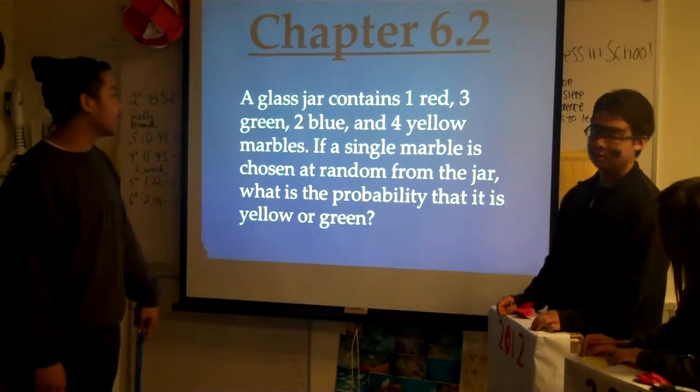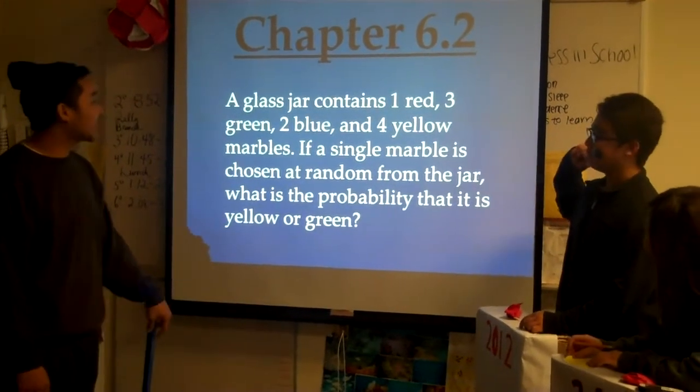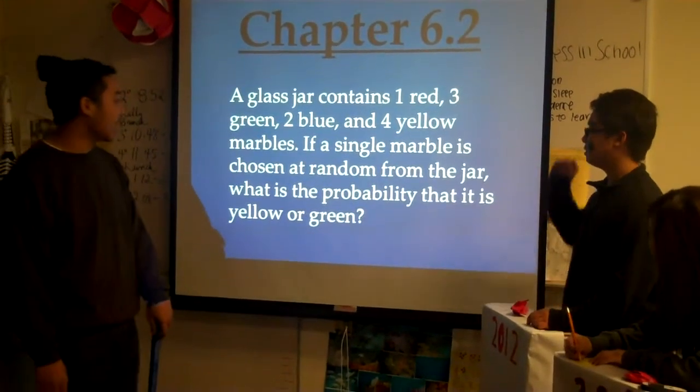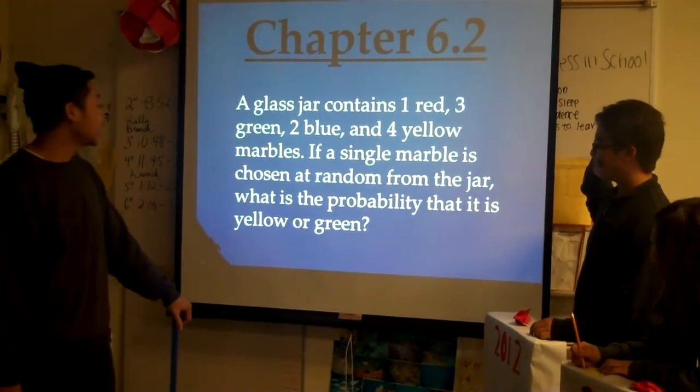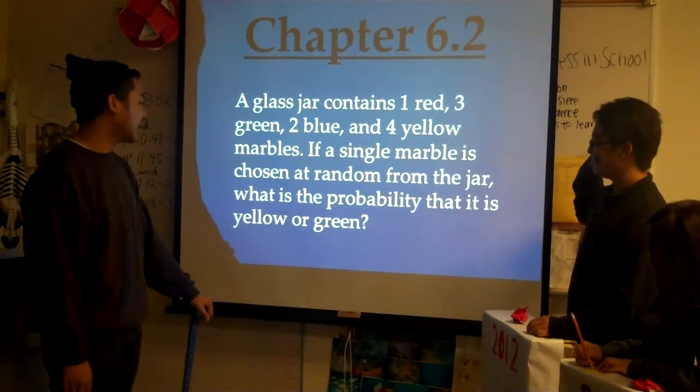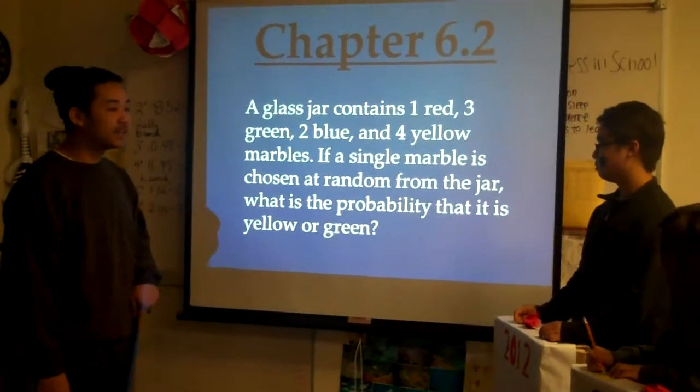For chapter 6.2, the problem is, a glass jar contains 1 red, 3 green, 2 blue, and 4 yellow marbles. If a single marble is chosen at random from the jar, what is the probability that it is yellow or green? I'll give you 2 minutes to answer this question.